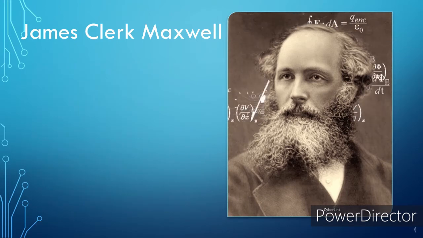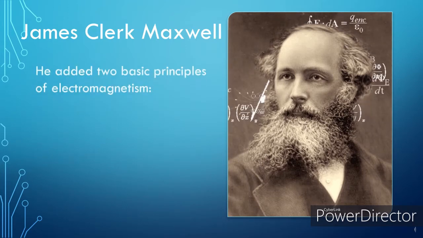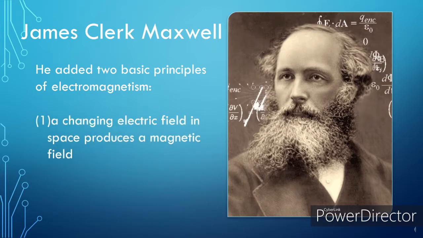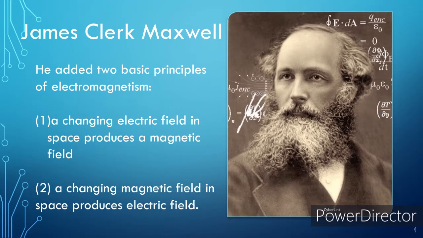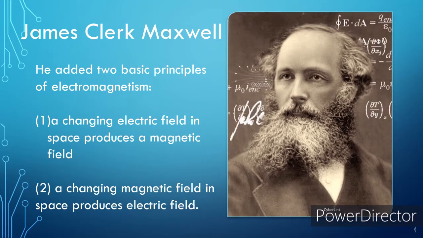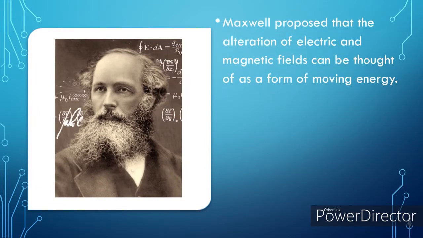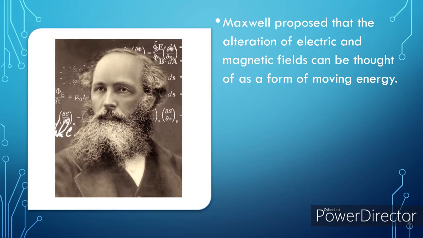Based on Maxwell's findings, he added two basic principles of electromagnetism. 1. A changing electric field in space produces a magnetic field. 2. A changing magnetic field in space produces an electric field. Maxwell proposed that the alteration of electric and magnetic fields generating and propelling each other in space can be thought of as a form of moving energy.